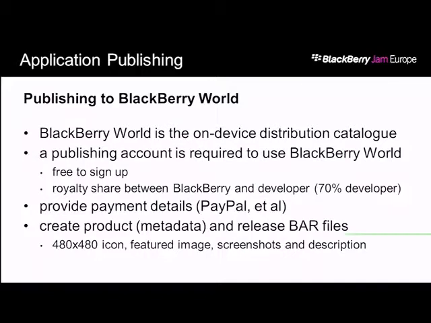You define some metadata. You make sure you have some icons, a featured image, so if you ever want to get featured, or even within the games application, if you get in that carousel, you need to have something that's going to appeal to the user and say, look, I want to download that game. Screenshots and a description. And basically, once you have this, you then upload a BAR file. And a BAR file is actually a BlackBerry archive, which is effectively a zip file.